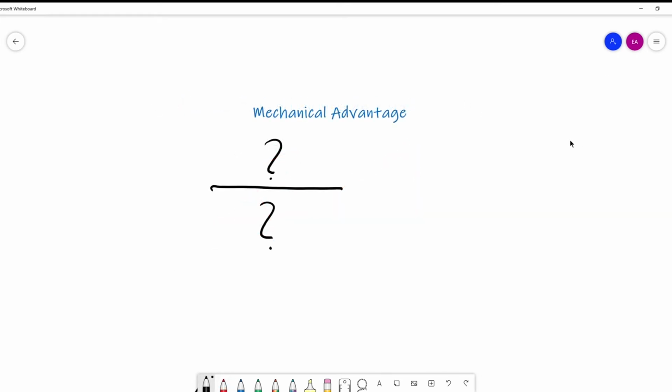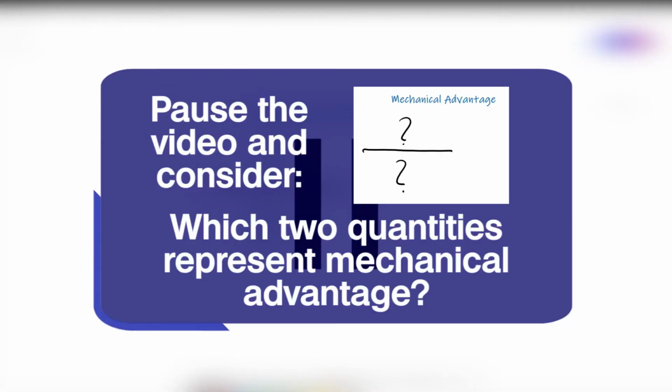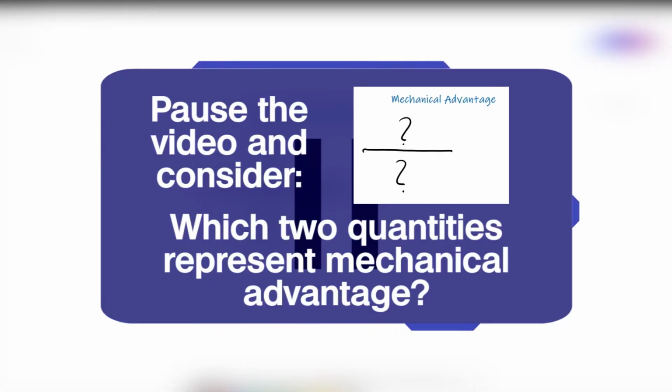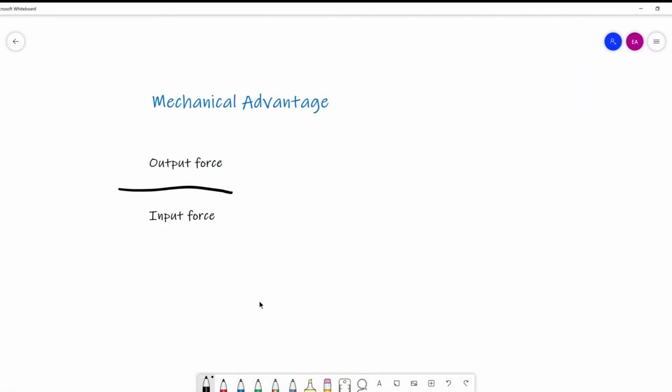Last week, we talked about how all simple machines have a property called mechanical advantage. We also said that mechanical advantage was a ratio between 2 things, so its numerical value is one thing divided by another thing. Can you remember what those 2 quantities are? The mechanical advantage of a simple machine can be defined as its output force divided by its input force.